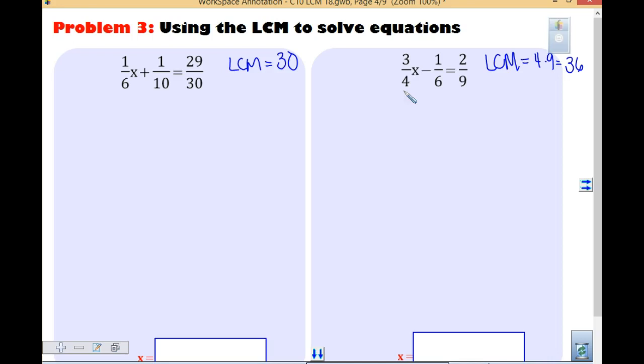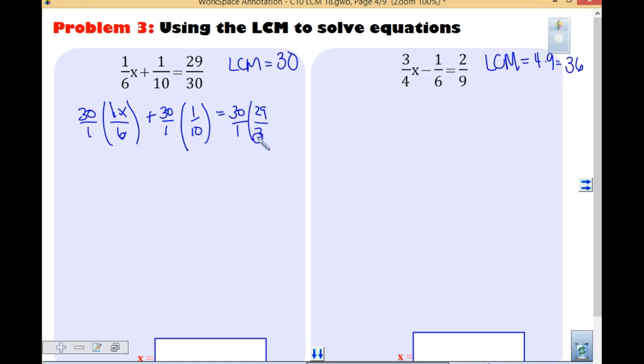So once you figure out what that least common multiple is, I'm going to have you do that as you do your homework. You're going to list that right behind it. Now that's what you're going to multiply everything by. So we are going to take 30 over 1 times, and again, put the x in the numerator. So we're going to call it 1x over 6, plus we're going to put 30 over 1 times 1/10 equals 30 over 1 times 29/30.